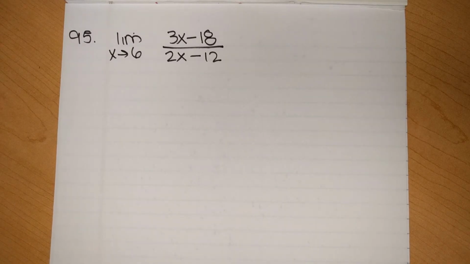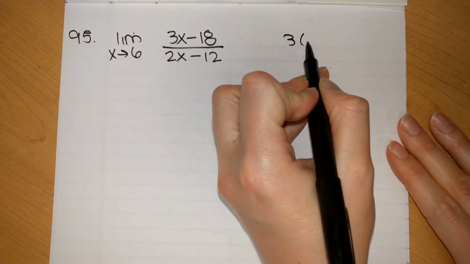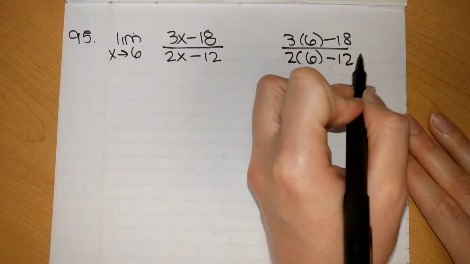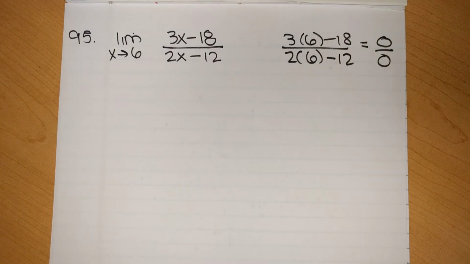So our first step is always to plug in, see what happens. So I plug in my 6, I get 3 times 6 minus 18 over 2 times 6 minus 12, and it looks like we got a 0 over 0 situation.